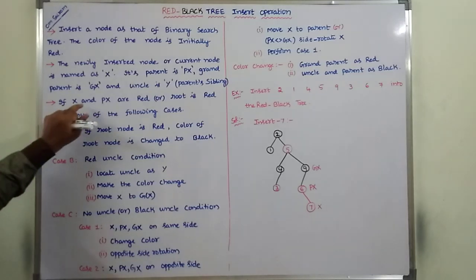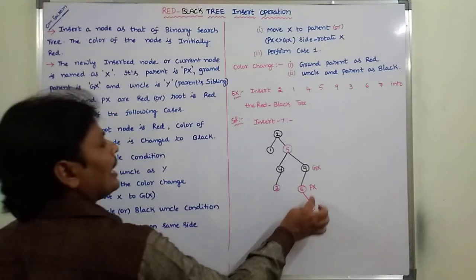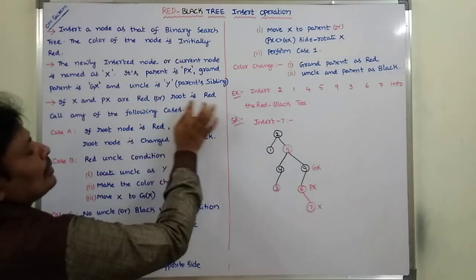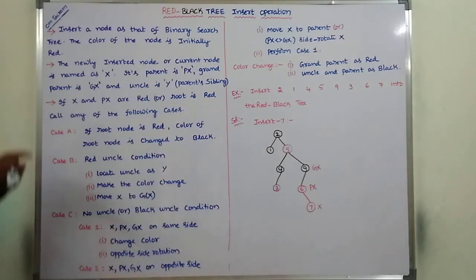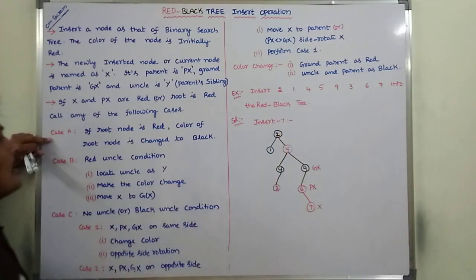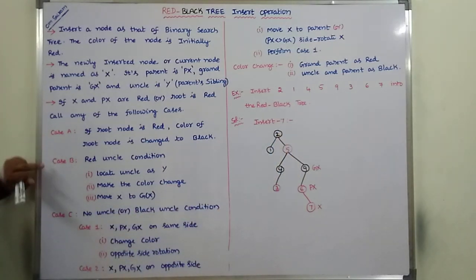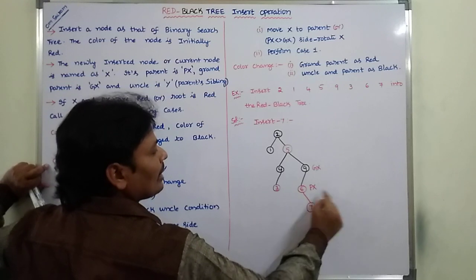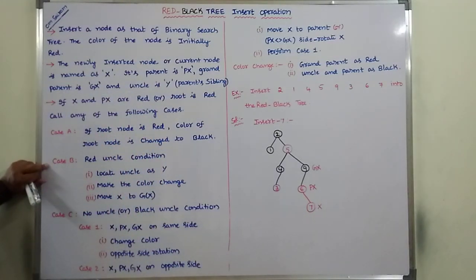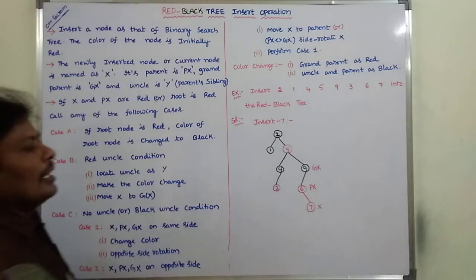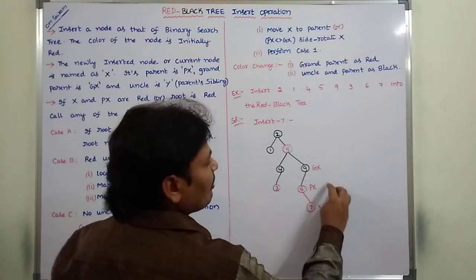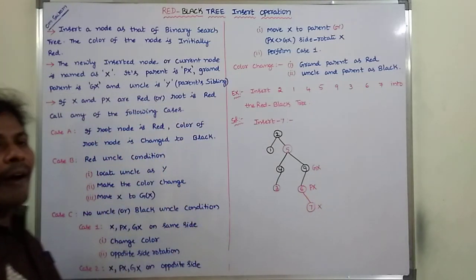Next, if X and Px are red, here X and Px are red, or root is red, root is black. So this is false, this is true. True or false is nothing but true. Call any of the following cases. Case A, if root node is red: false. Root node is black, so case A is failed. Case B, red uncle condition. Here uncle is not there, so case B is failed. Go to case C, no uncle or black uncle condition. Here uncle is not there because grandparent's son or parent's sibling is not there.